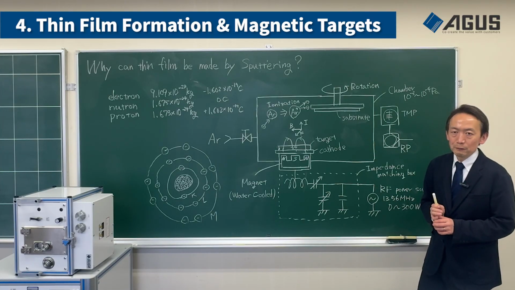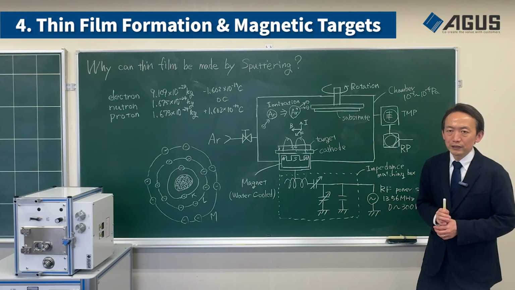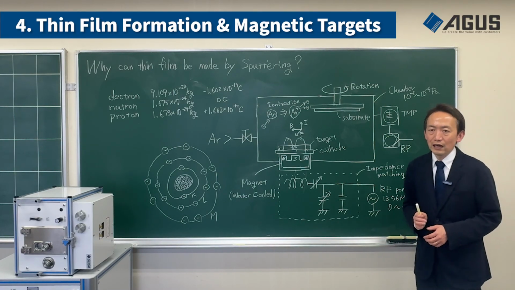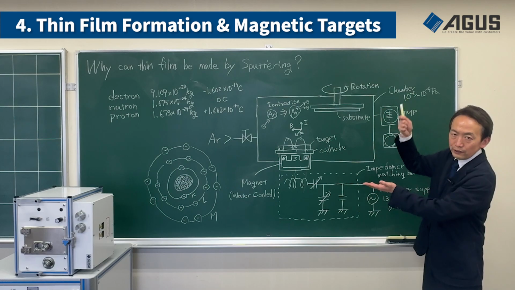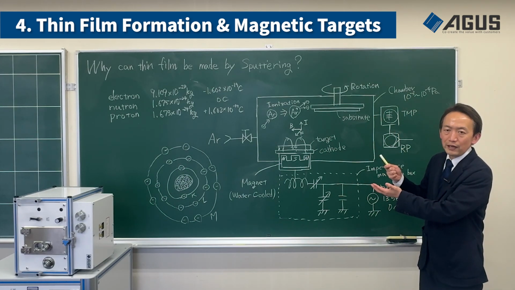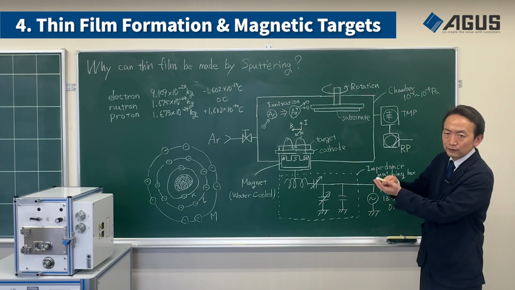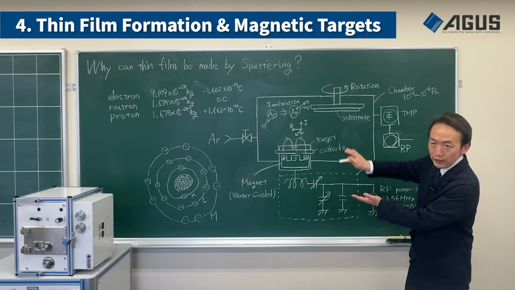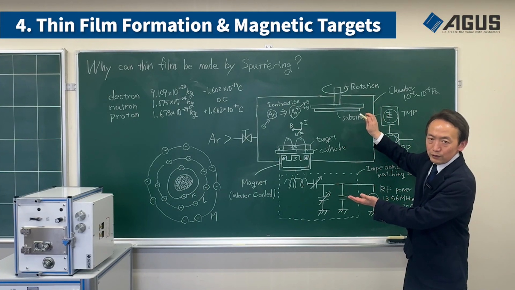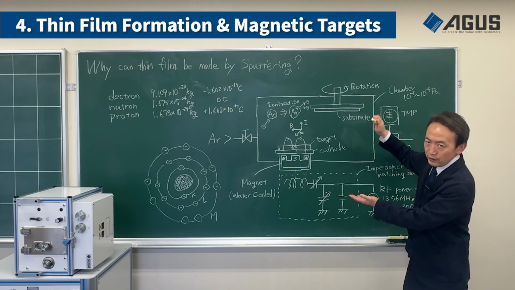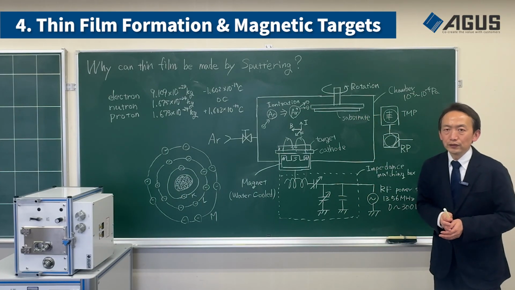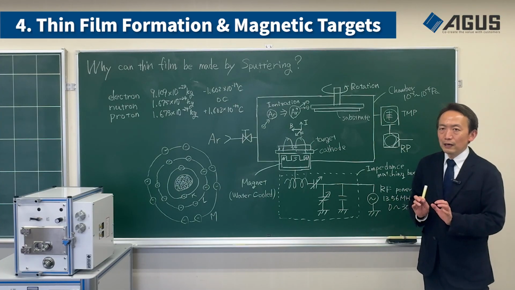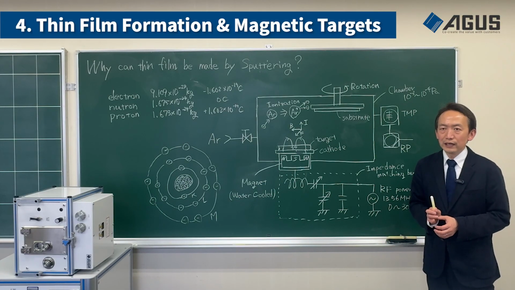The cathode develops a negative DC potential called VDC, which attracts the heavy argon ions towards the target. When these heavy ions strike the target, atoms are ejected, travel to the substrate, and accumulate to form a thin film. Once you understand this mechanism, you can predict what happens with different materials.